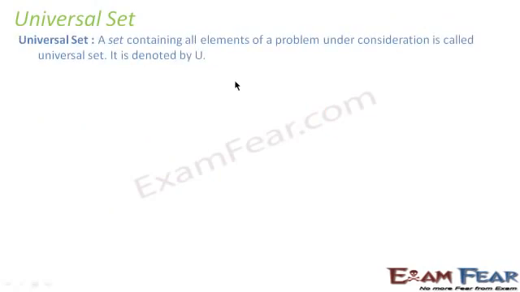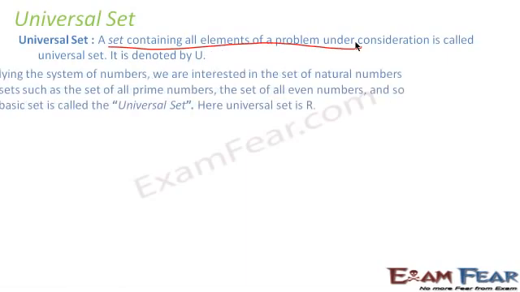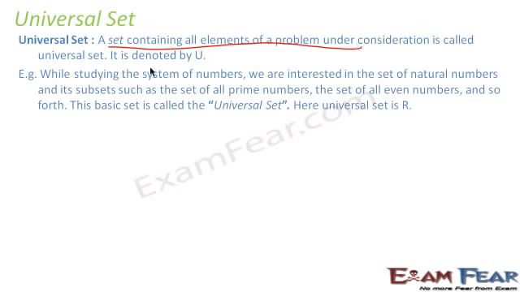Now let me introduce a new term called universal set. What is a universal set? It is a set containing all the elements of a problem under consideration, and it is denoted by U. For example, when we are studying the number system, then for us the universal set is R, all real numbers. In this case the subsets can be all prime numbers, all even numbers, or odd numbers. These can be the subsets, but the universal set, this big universal set, will be real numbers.